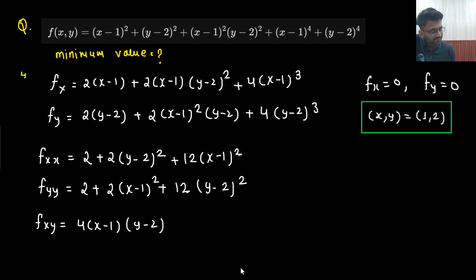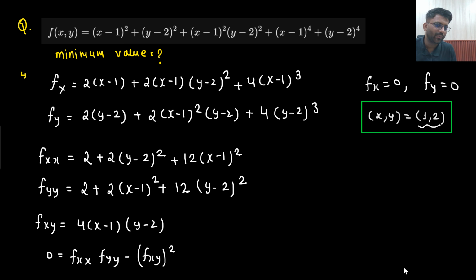Now what I need to find out? D I need to find out. What will be D? fxx fyy minus fxy whole square. Now if you see, calculation will be very complex, no? But which point we need to put? 1 comma 2. Basically if I write down the fxx again, fyy again, then do the whole square, it will be very complex. But our matter of consideration is at 1 comma 2, no? So what is the value of fxx at 1 comma 2?